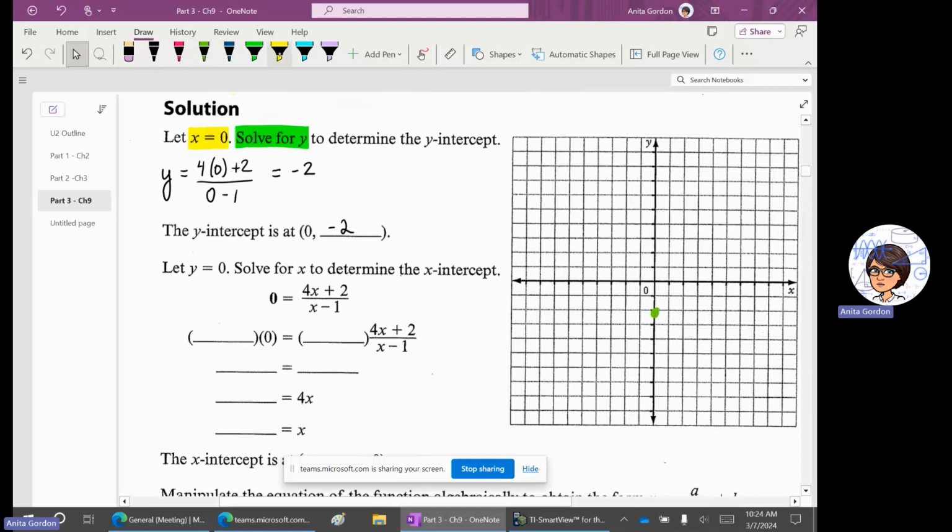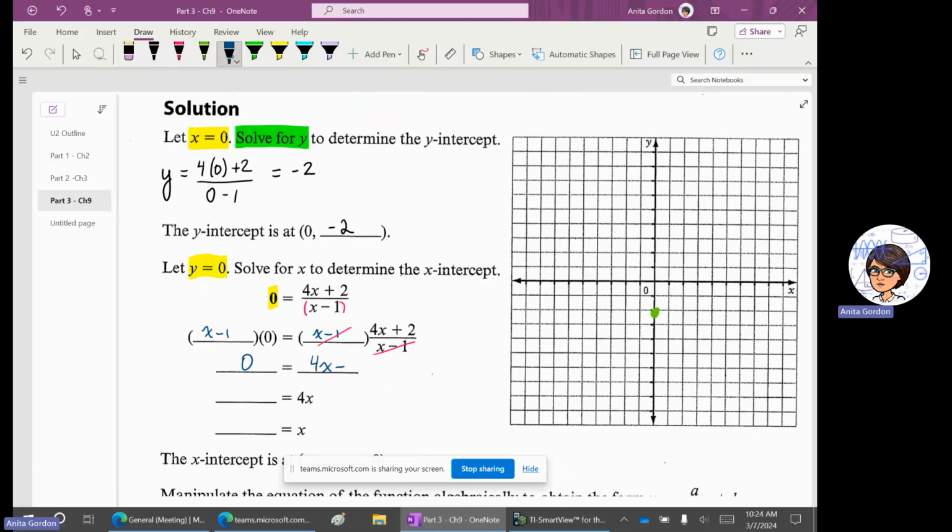To find the x-intercepts, I simply need to make y 0. They've already done that here for me. I'm going to multiply both sides by this denominator, so multiply the left side and the right side by x minus 1. You can see that on the right side, the x minus 1's cancel, and on the left side, x minus 1 times 0 just leaves me with 0.